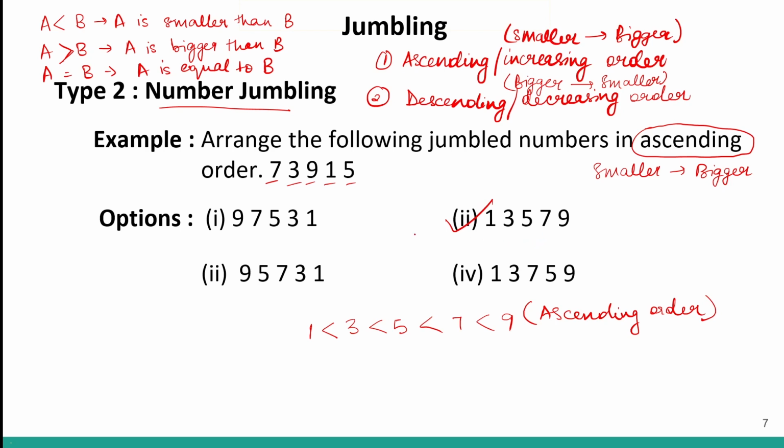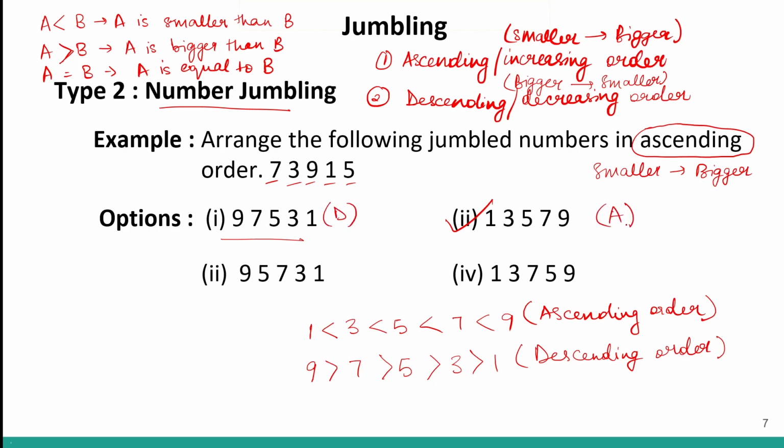This is one type of question. Let's say in the question we were asked descending order. For descending order, 9 is bigger than 7, which is bigger than 5, which is bigger than 3, which is bigger than 1. This is descending order. So if the question asks descending order, then our answer will be option number 1. This is descending order and this is ascending order. Just focus on what is asked in the question and then answer the question.